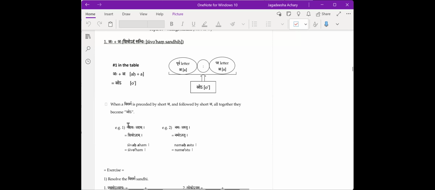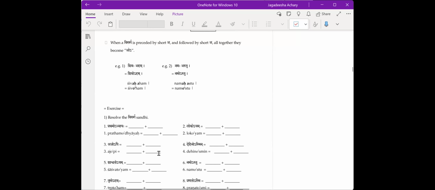Pronunciation wise it is O only, but while writing it is better to write the Avagraha because of the Akara and pronouns. Namaha Astu, Namostu: Namaha is Makara plus Akara plus Visarga, plus A. So Namaha, Nam plus Aha, will become Nam plus O. Namo plus Astu, Namostu.